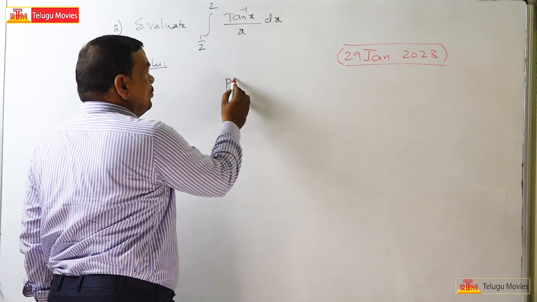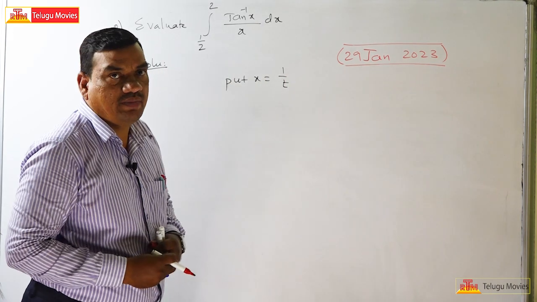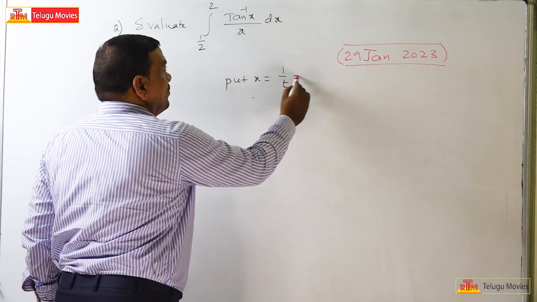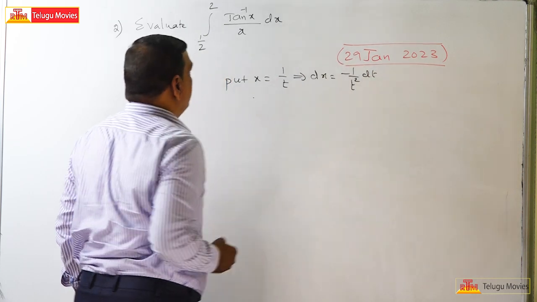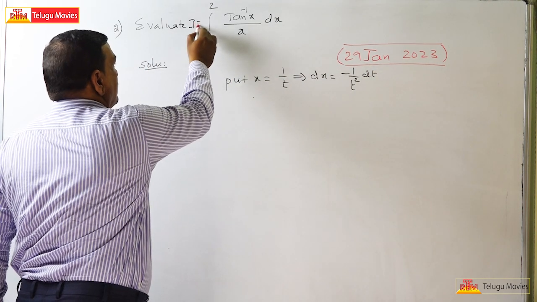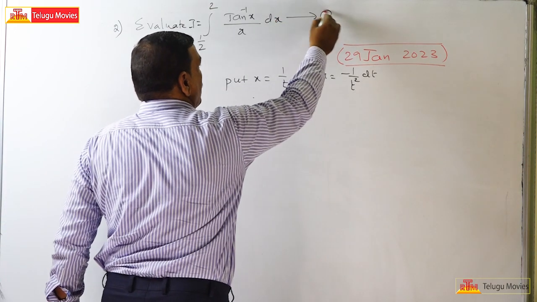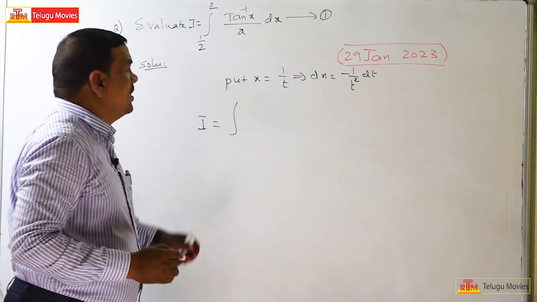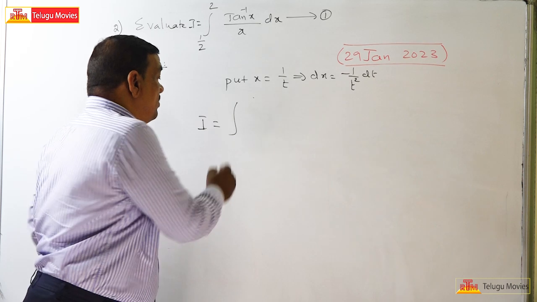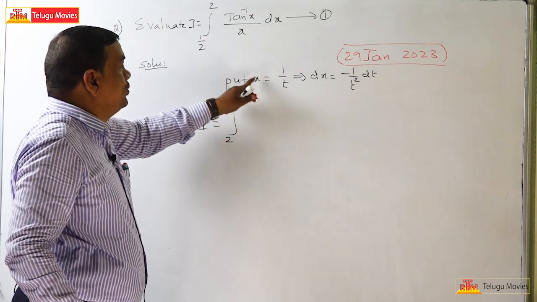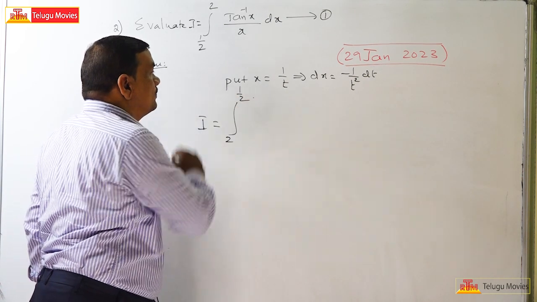Put x equal to 1 by t. Let us see what happens. Therefore dx is equal to minus 1 by t square dt. Call it I. Therefore your I will change to, call it equation number 1, the integral. Now the limits also will change. In place of x substitute 1 by 2, then t will be 2. Substitute x equal to 2, therefore t is equal to 1 by 2.